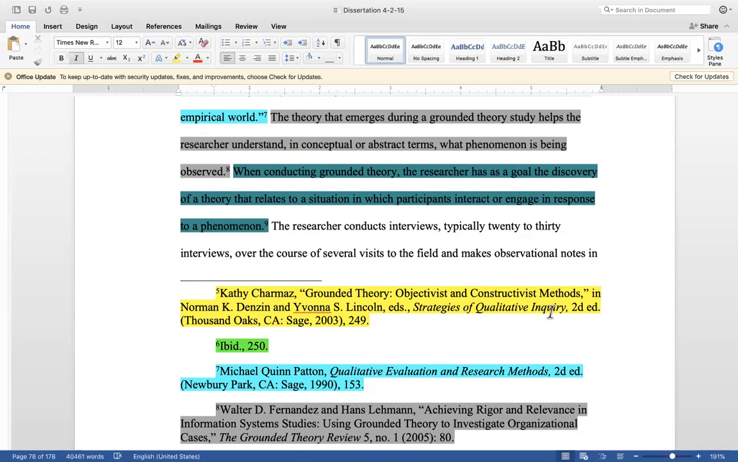They're the editors of the book. They invited lots of other scholars to write chapters for their big book. Kathy Charmaz wrote a chapter called "Grounded Theory, Objectivist and Constructive Methods." The student found Kathy Charmaz's chapter in the book by Denzin and Lincoln, and the page that the student got the information from was page 249.